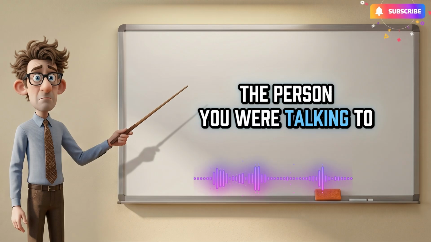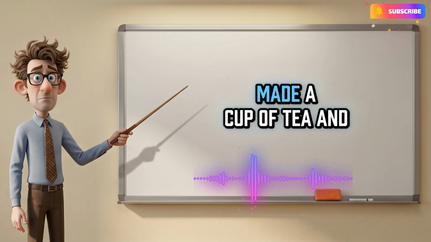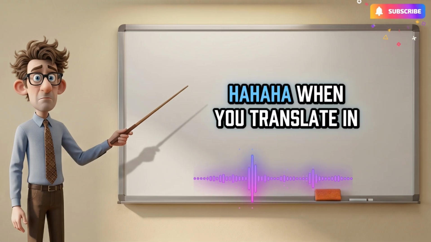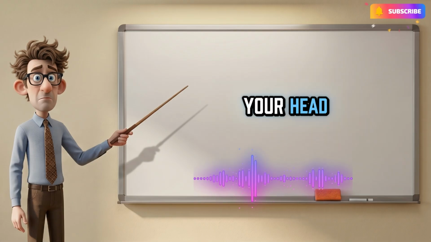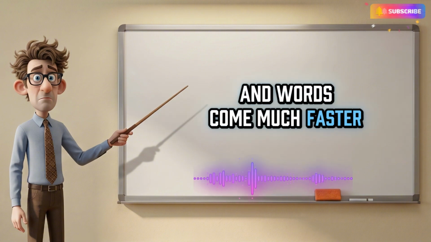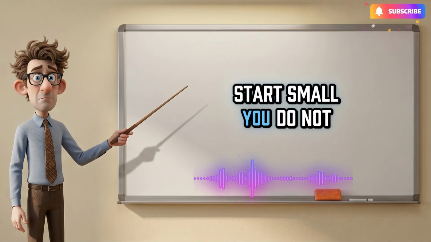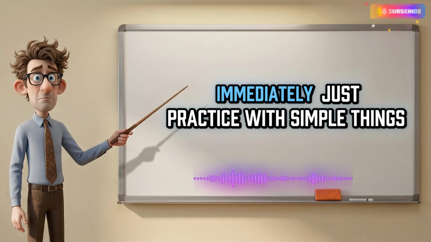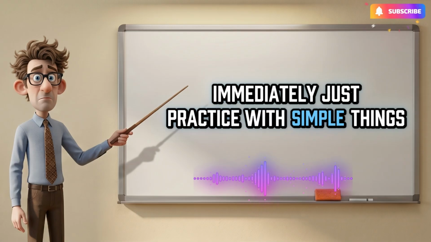The person you were talking to has already changed the topic, made a cup of tea, and gone home. When you translate in your head, your brain has to do double the work. But when you think directly in English, you skip that whole translation step, and words come much faster. Start small. You do not have to think in English all day immediately. Just practice with simple things.